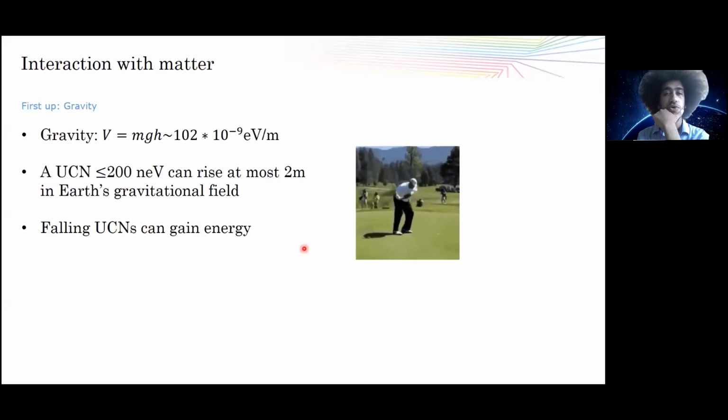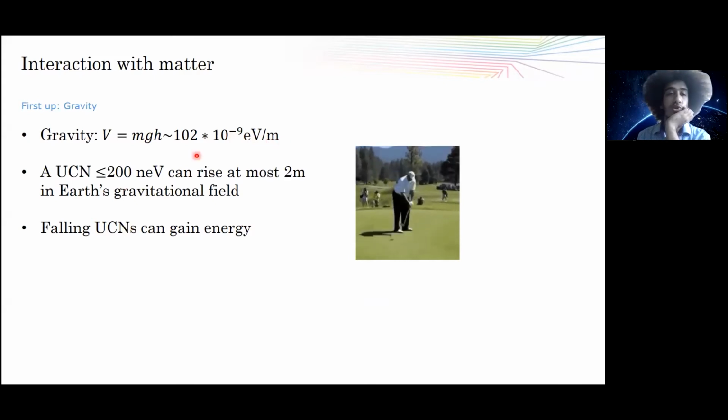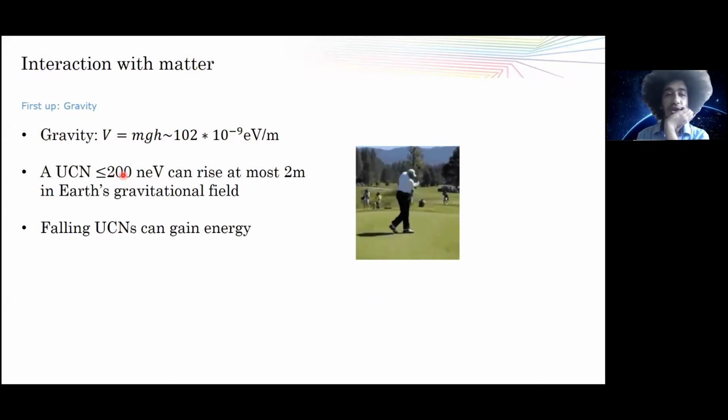Okay, so the first step is the gravity one. Basically, you just look up this formula, and you find out that you get something of the order of 10 to the minus 9 electron volt per meter. If you do a quick calculation, you'll find out that a UCN with an energy less than or equal to 200 nano electron volts will rise at most 2 meters in Earth's gravitational field.